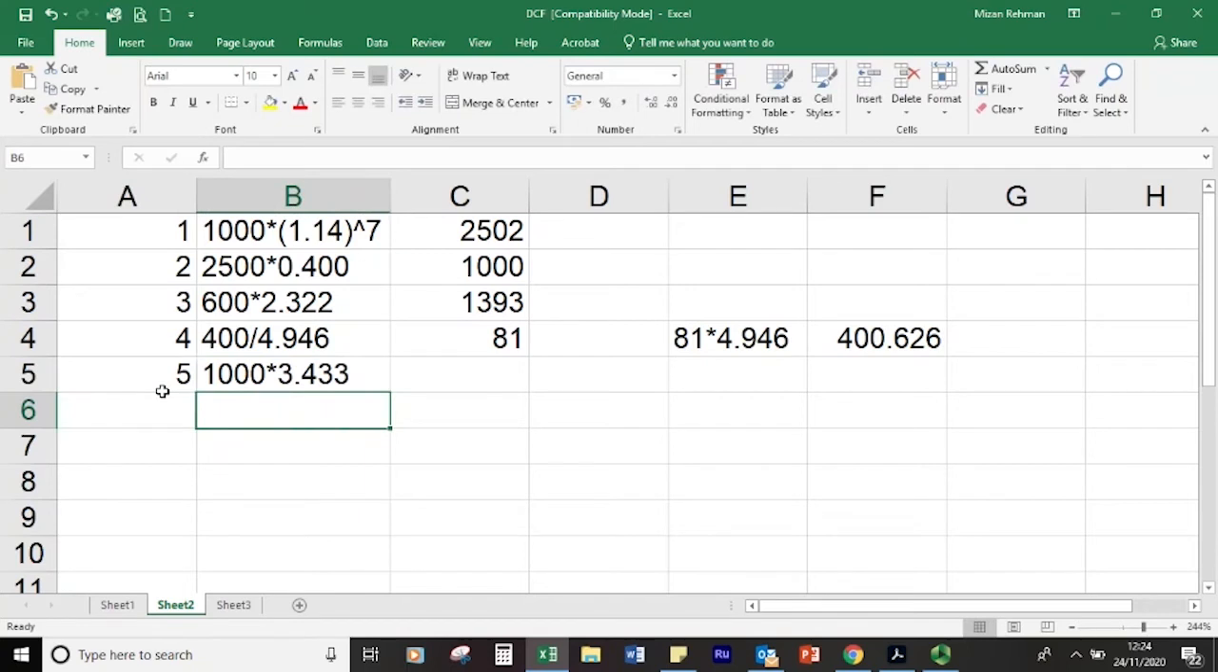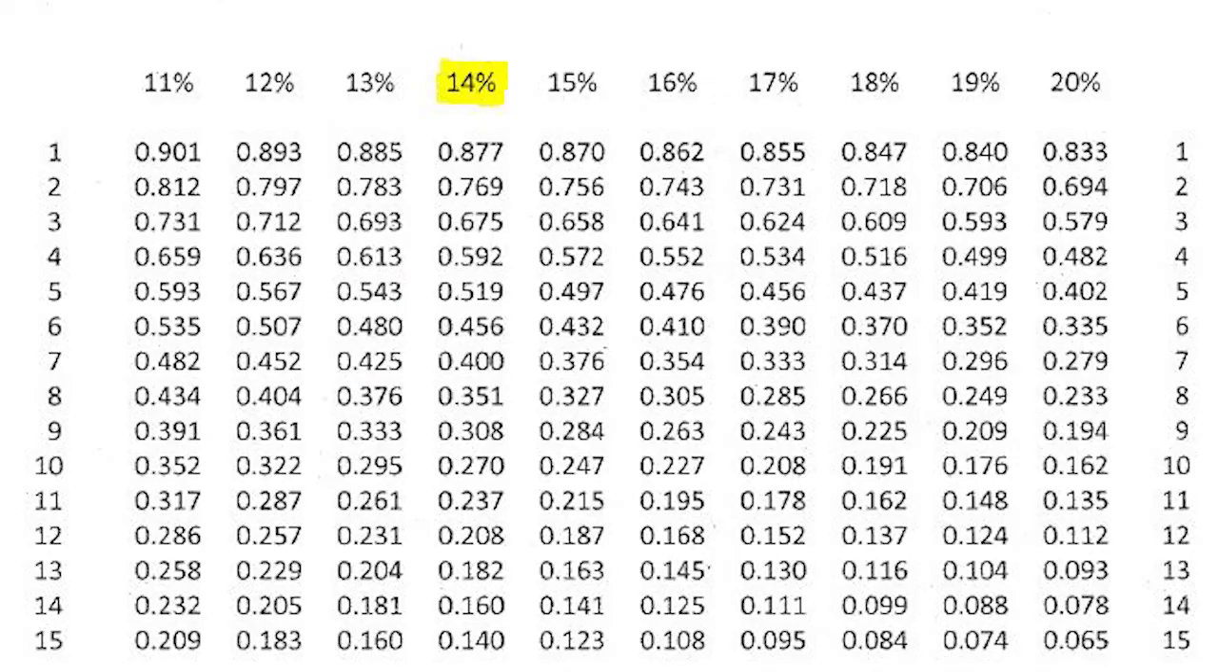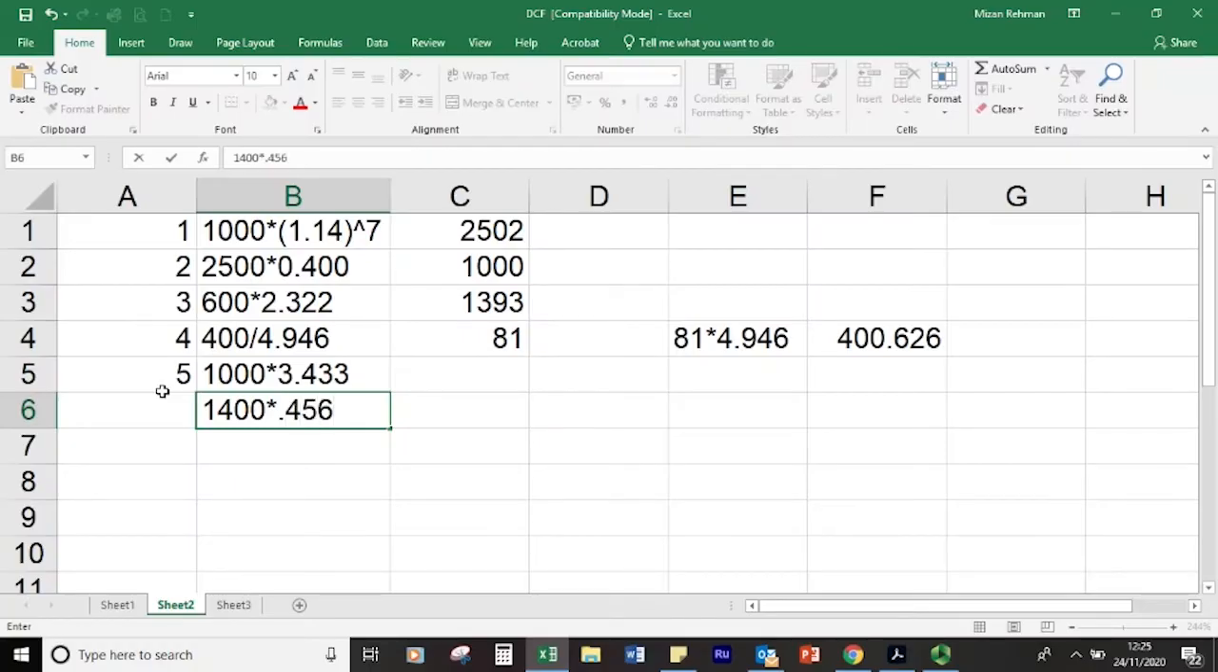Then we have 1,400, and this is only 1 year, so we'll be looking at present value table under 6 years for 14%, 0.456, and then 1,500 after 7 years.